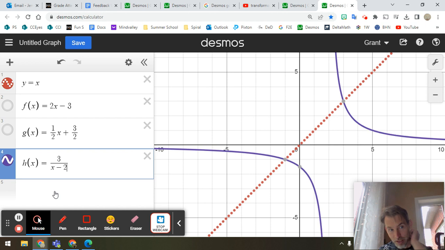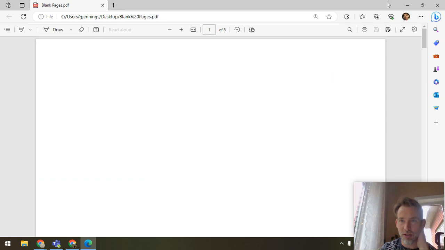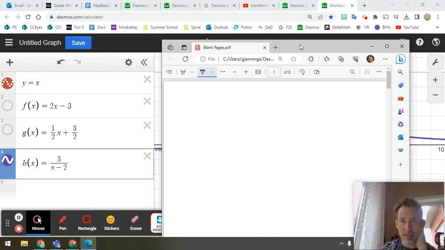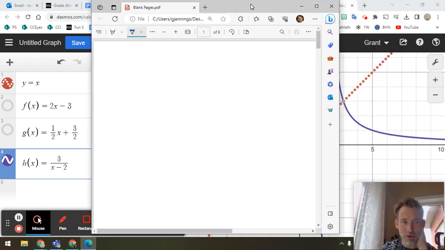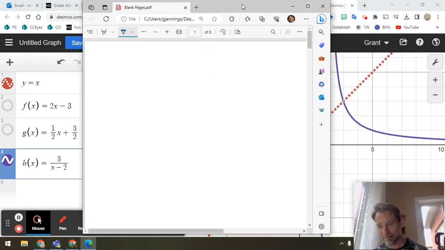So I'm just going to do the algebra here. Let me show you how to do the algebra. All right. So we know that this wants to be a reciprocal function. So let's figure it out. So I'm going to turn on my pen. I'm going to make this the right size. And I'll show you how to do the algebra for these.